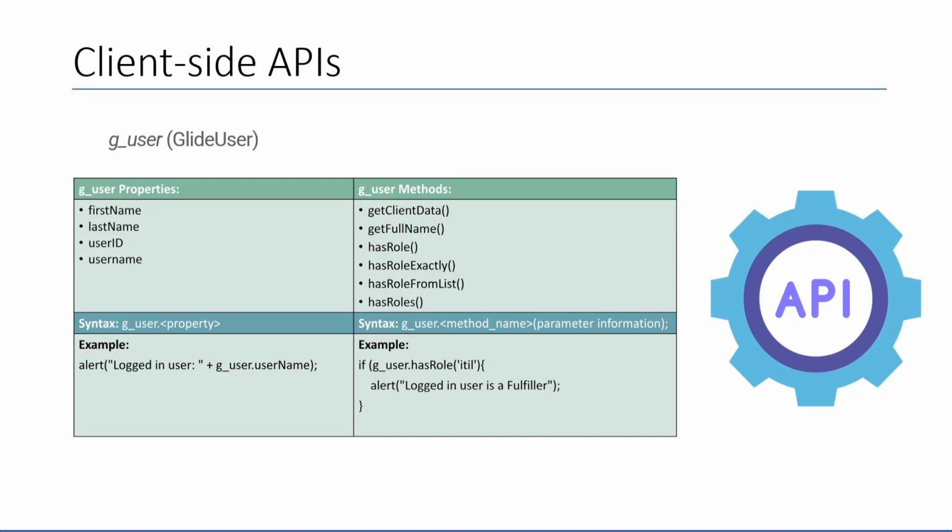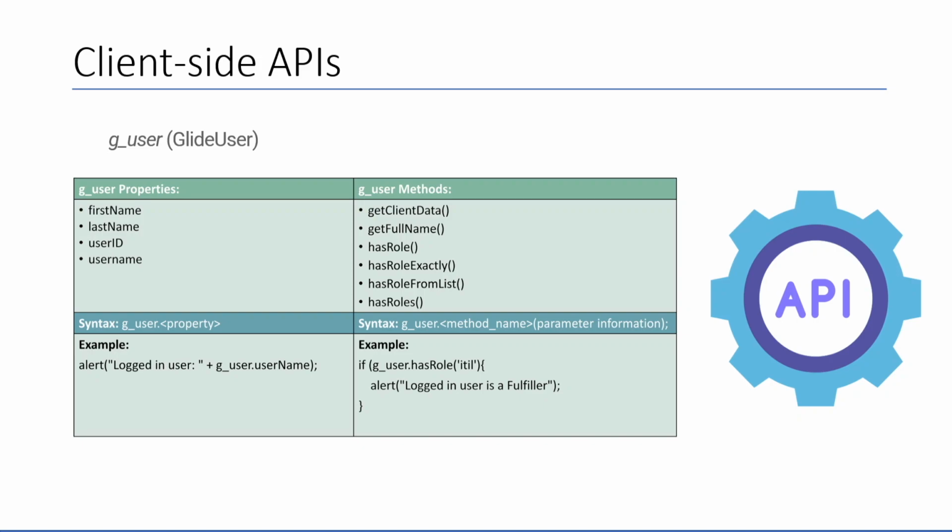hasRoleFromList returns true if the logged in user has at least one role from the passed in list or has the admin role itself. And hasRoles returns true if the logged in user has any role. So it could be any role. Below you can see the syntax, how to use properties and methods.